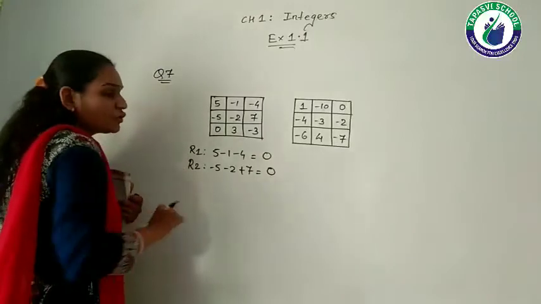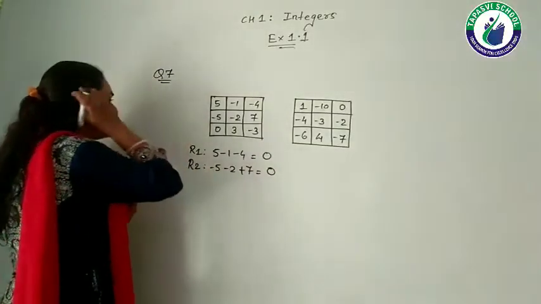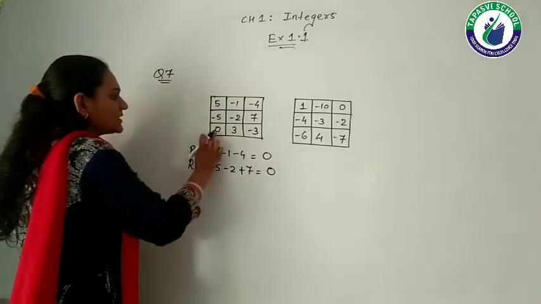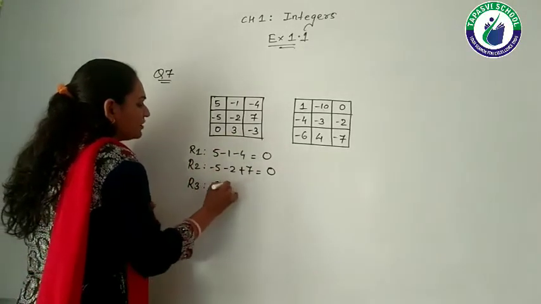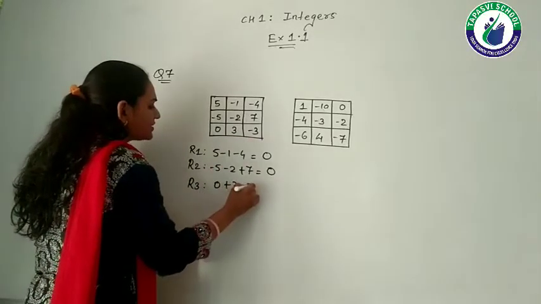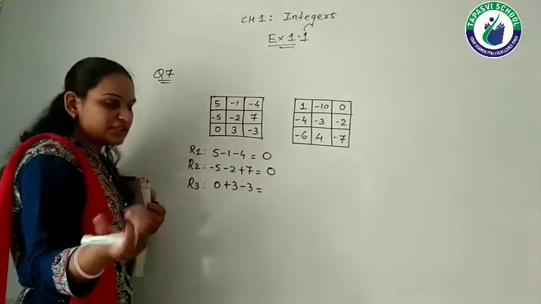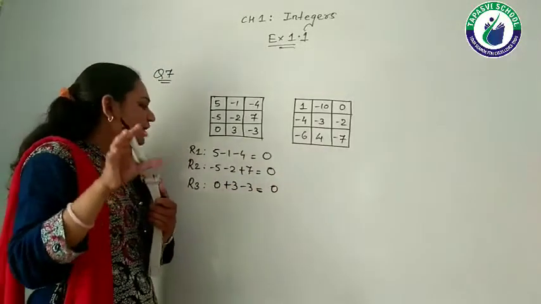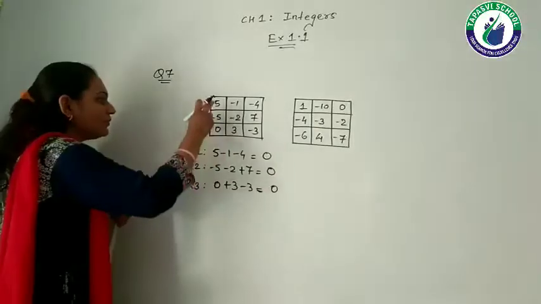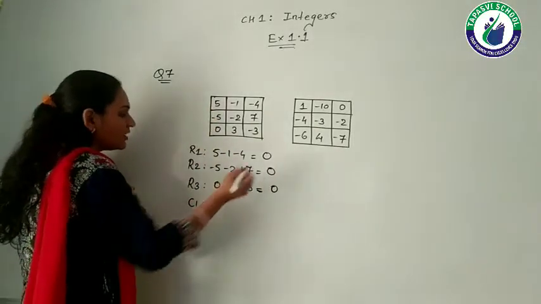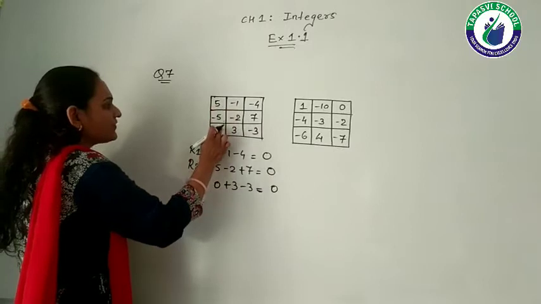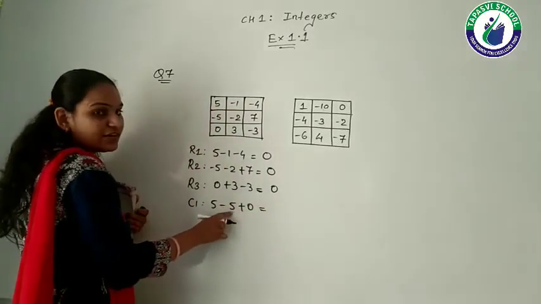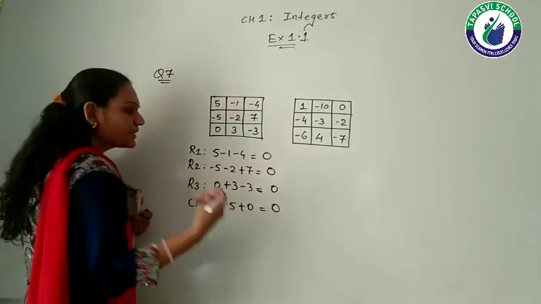So I am getting the row 1 and row 2 answers as 0 till now. Then I will do row number 3: 0, 3 and minus 3. 0 plus 3 is 3, and 3 minus 3 is again 0. So till now the answers for row 1, row 2 and row 3 are equal. Moving to column 1: 5, minus 5 and 0. 5 minus 5 is 0 and 0 plus 0 is also 0.